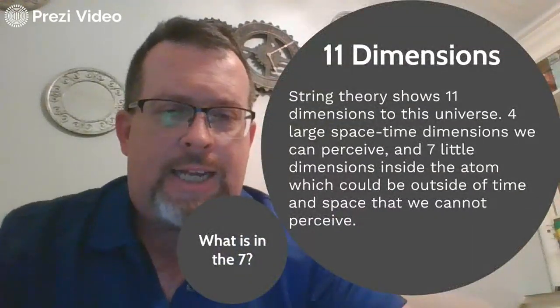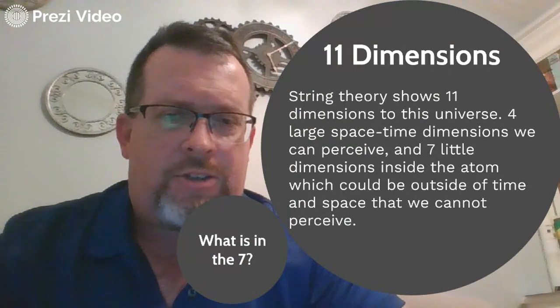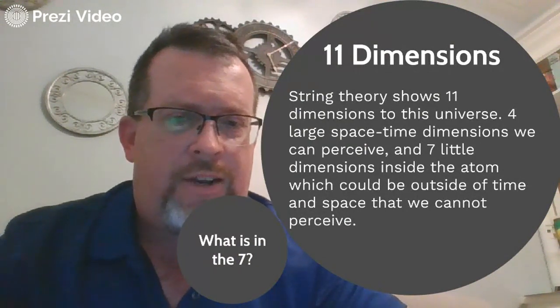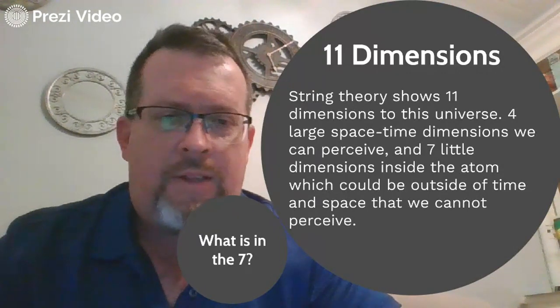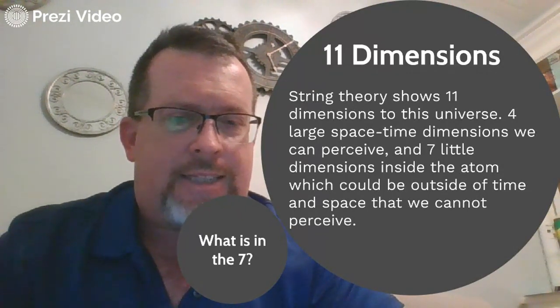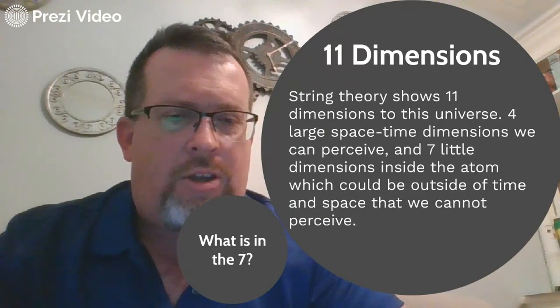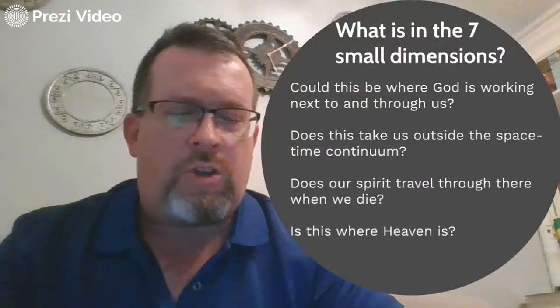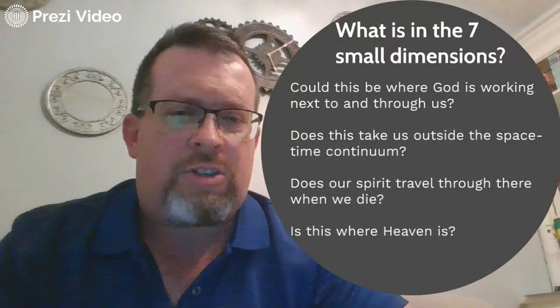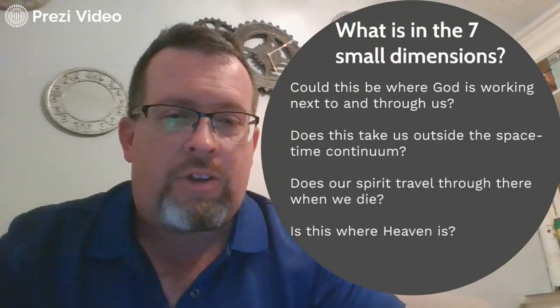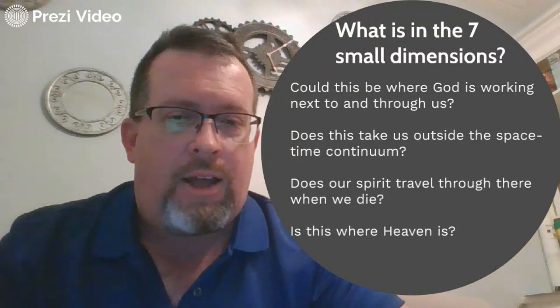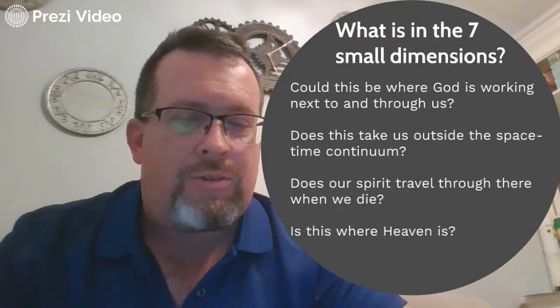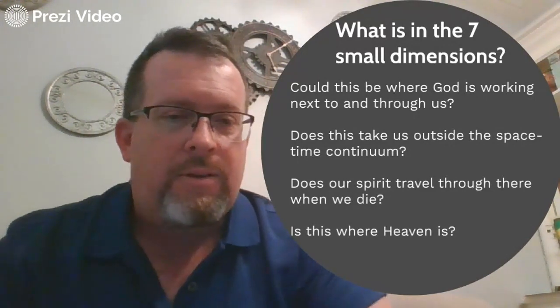So the last thing is, it shows us there are 11 dimensions to this universe. String theory shows there are 11 dimensions to this universe, 4 large space-time dimensions, which we can perceive, and 7 little dimensions inside of the atom, which could be the outside of time and space, and we cannot perceive. So what is in those smaller 7 dimensions? I don't know. Could this be where God is working right next to us and through us?